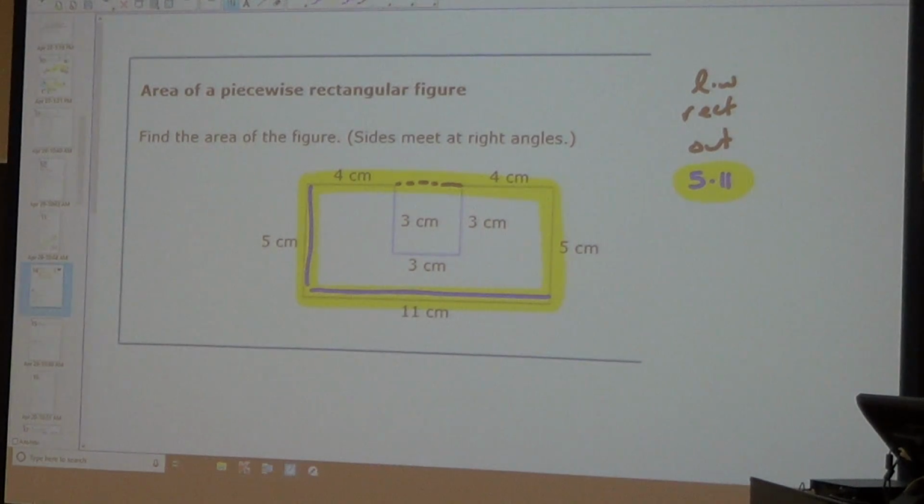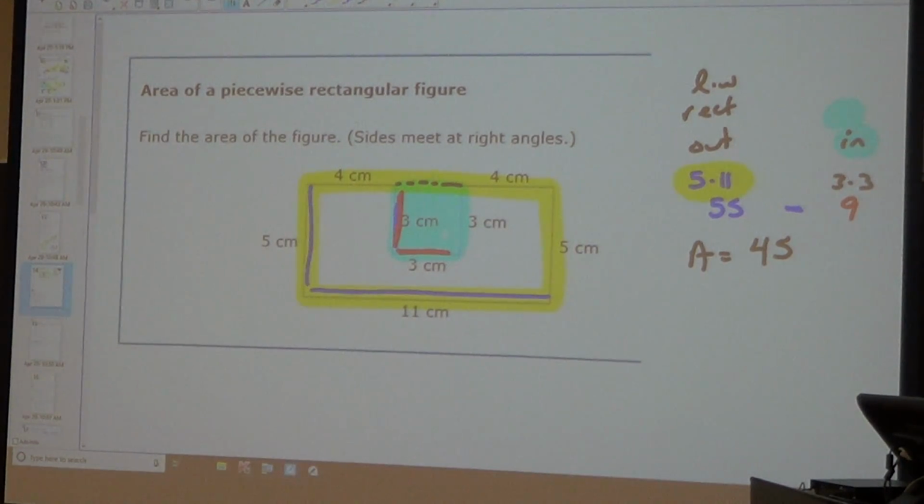Now my inside shape is also a rectangle. My inside shape is this little piece. That's the piece that I'm taking away. That's the piece I'm tearing. That's the piece I'm cutting out. Okay? What are the dimensions of that piece? 3 times 3. And if I subtract those two pieces, I think I'm going to get 45. That's going to be the area that's left.